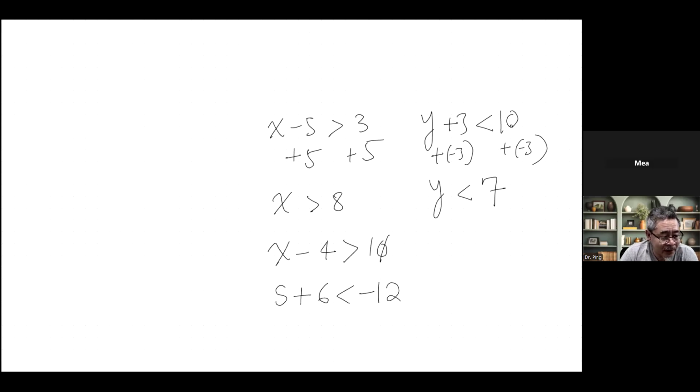Very good. Okay, now we're going to get a little bit more complicated. So 2x greater than 10. Remember, we just multiply by a half, just like we do with an equation. So in this case, that side cancels, and we get x greater than 5.